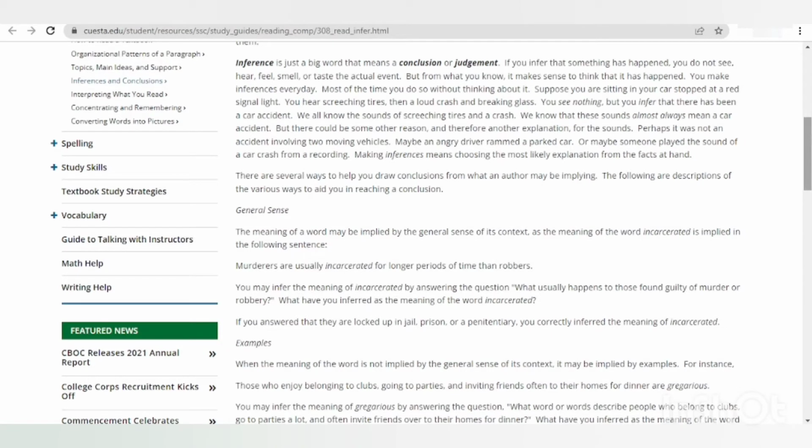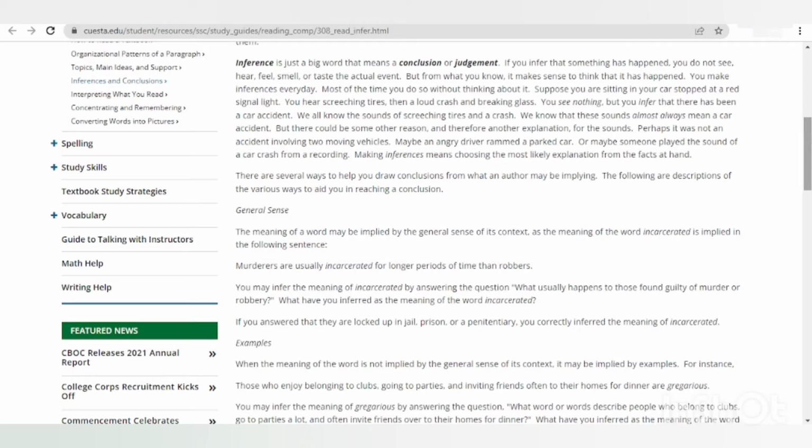So, for example, you hear screeching tires, then a loud crash and breaking glass. You see nothing, but you infer that there has been a car accident. We all know that sounds of screeching tires and a crash almost always mean a car accident.